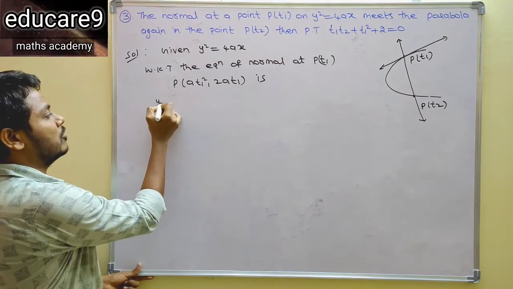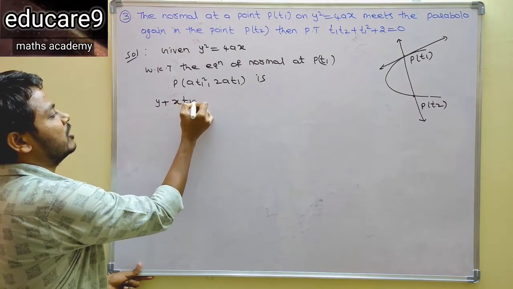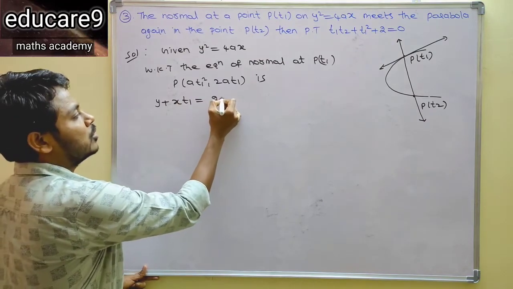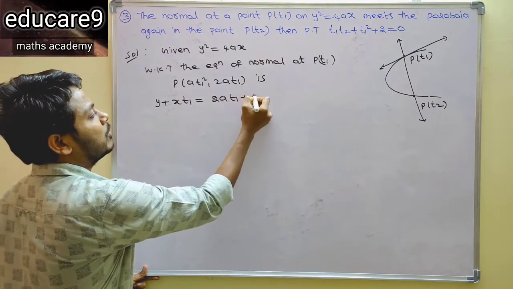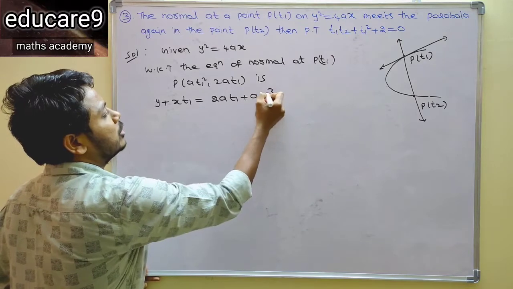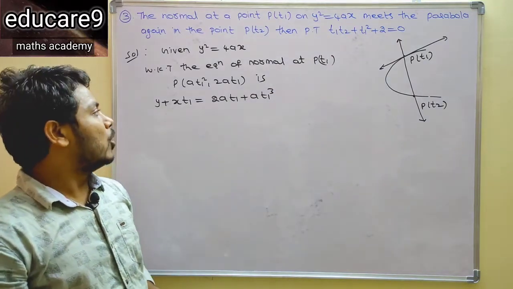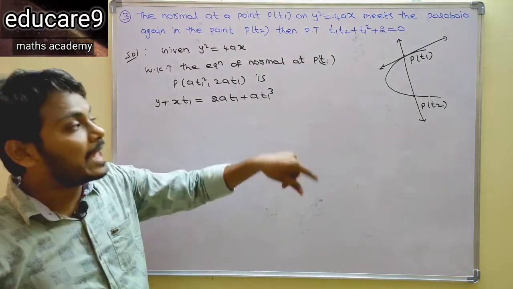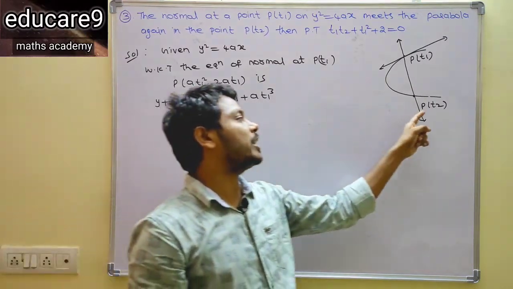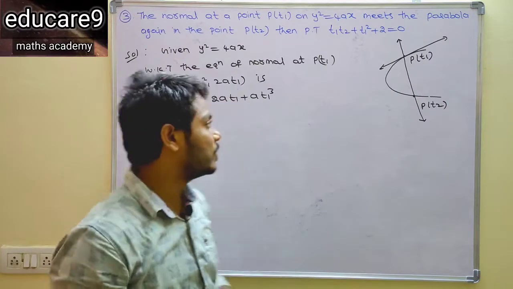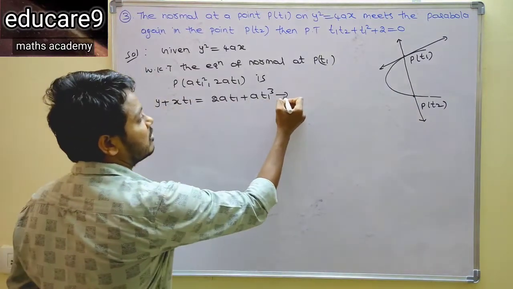So that is y plus xt1 is equal to 2AT1 plus AT1 cube. So this is the equation of the normal. Now this normal again meets the parabola at P of T2. So this is equation 1.